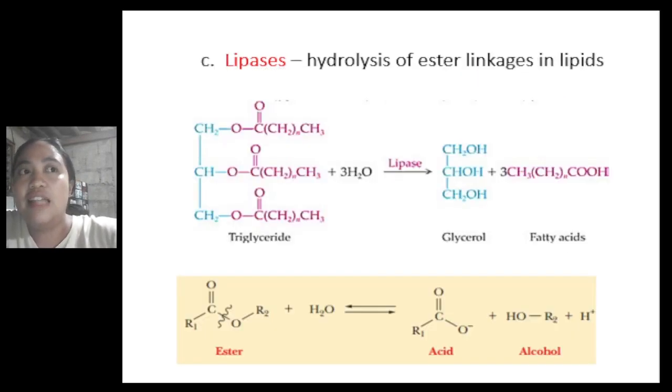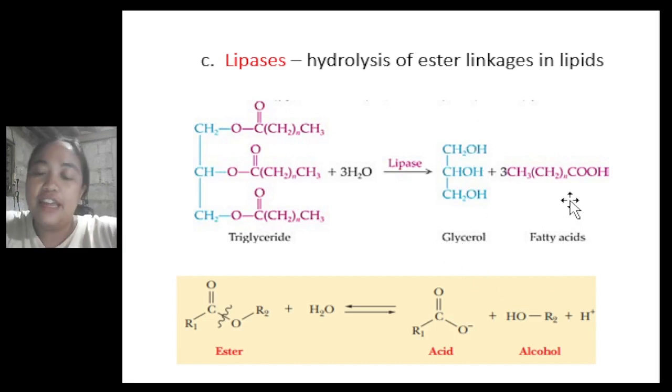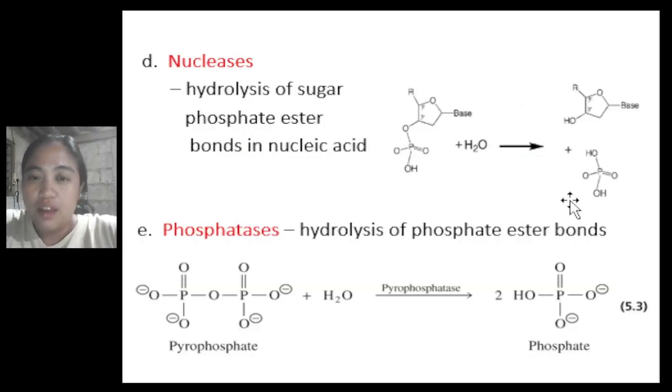Another one is lipases. So these lipases hydrolyze the ester linkage in the lipids. So the lipids is what we call a TAG or triglyceride or triacylglyceride. So once there is a lipase, it will undergo hydrolysis, and so it will become a glycerol and fatty acid. Another one is nucleases, hydrolysis of sugar, phosphate ester bonds in nucleic acid, and phosphatases, hydrolysis of phosphate ester bonds.